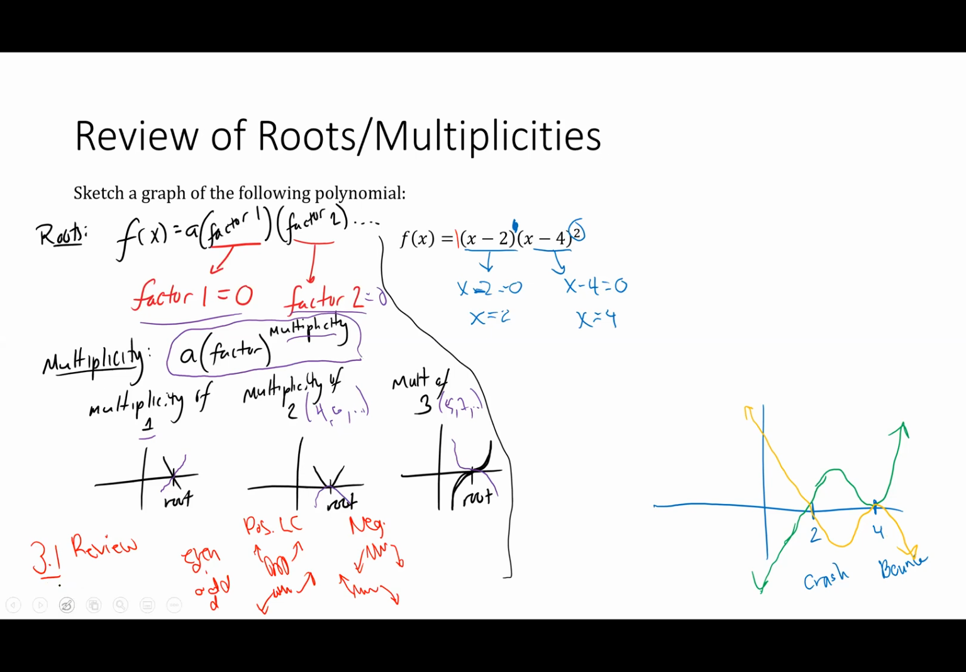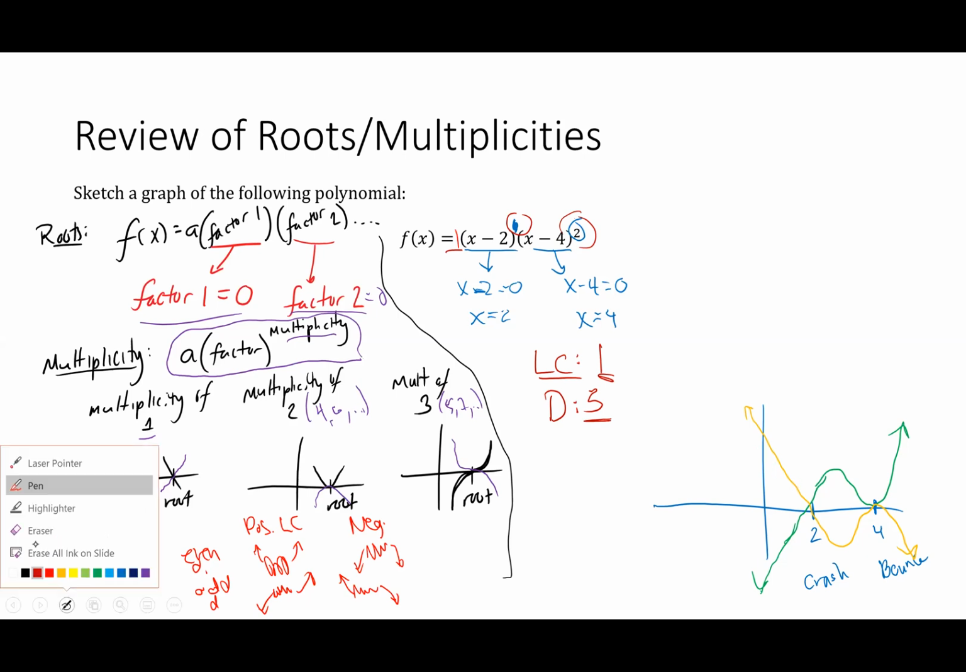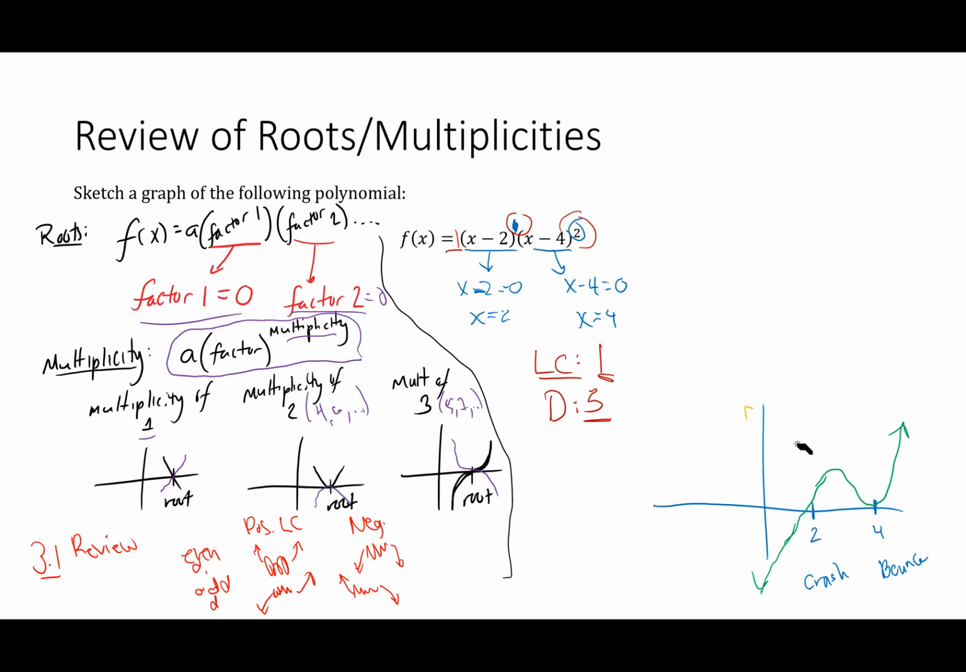So what I need to pay attention to now is the leading coefficient. So my leading coefficient is 1. And observe here, if I've got a root of multiplicity 1 and a root of multiplicity 2, my degree is 3. So since the leading coefficient is positive and the degree is odd, what I'm looking at is the green graph. Okay, so this is my sketch.